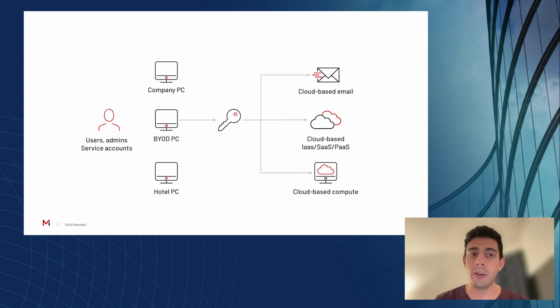So that key in the middle, those are our tokens. These traditionally are JSON web tokens, but they could also be cookies. They could also be SAML tokens, or really anything that I can exchange between my computer and a cloud resource to prove that I am who I am and gain access to resources.